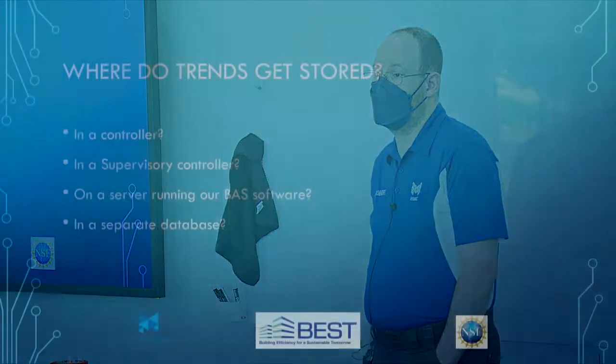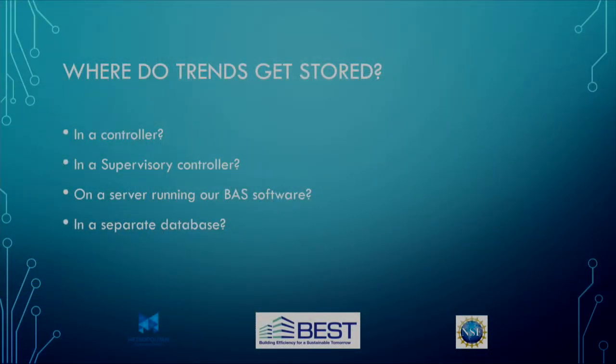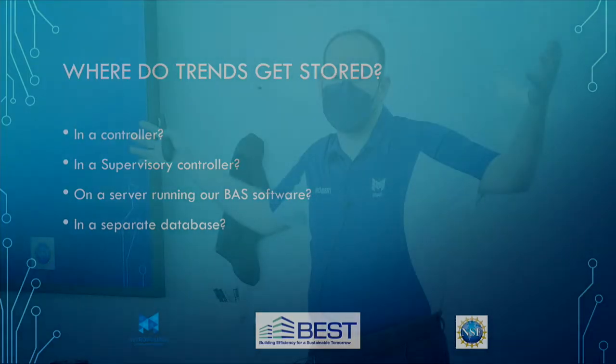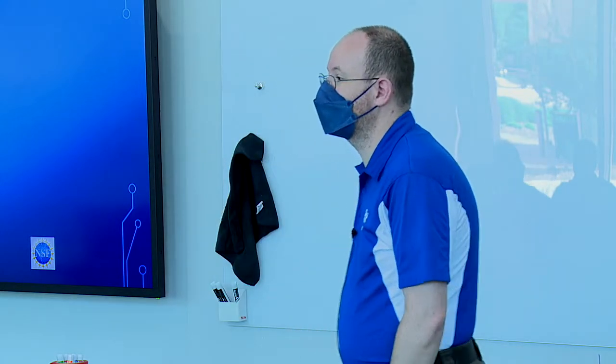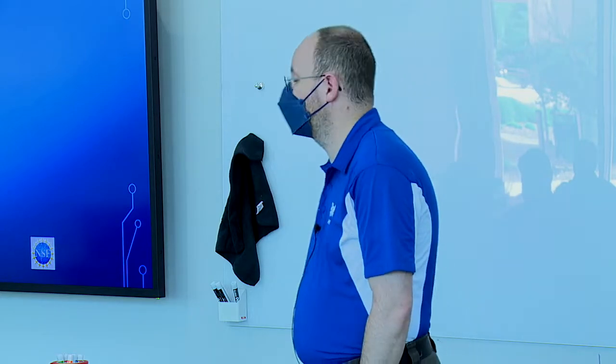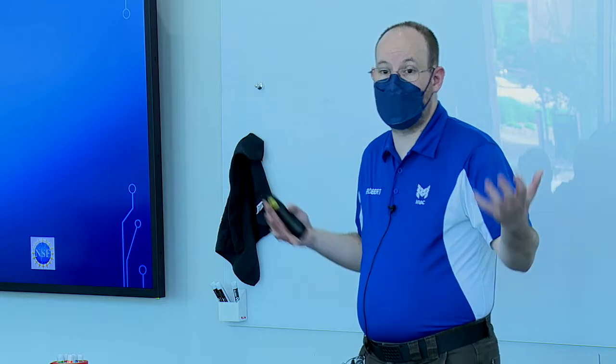Where are your trends getting stored? Depending on your system, they may be stored in the VAV controller itself. They may be stored in the supervisory controller. They may be stored on a building automation server or an external database. You gotta argue with your IT department to get space. Always true. Where is it stored? That will affect how you are managing that stored data.